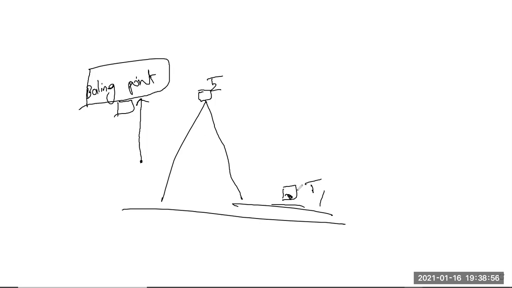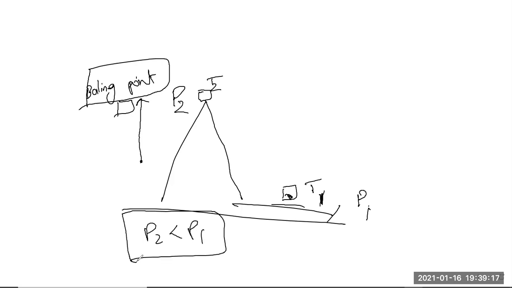I never said the conditions. I gave a condition: at the ground your pressure is more than the pressure at the top of the hill. Pressure is decreasing, P1 at the ground and P2 at the top, so P2 is less than P1. So what happens to the temperature now? Pressure gets decreased when you move from ground level to the top of the hill.